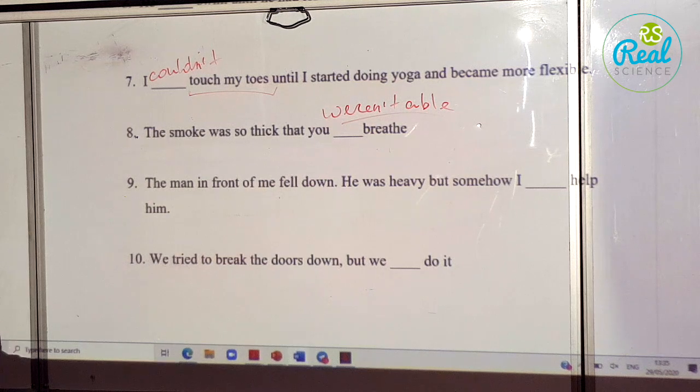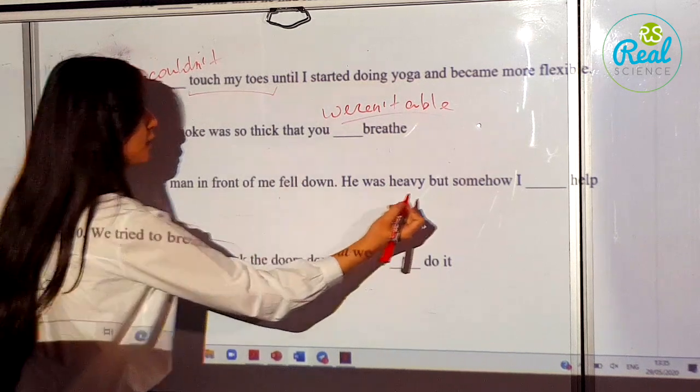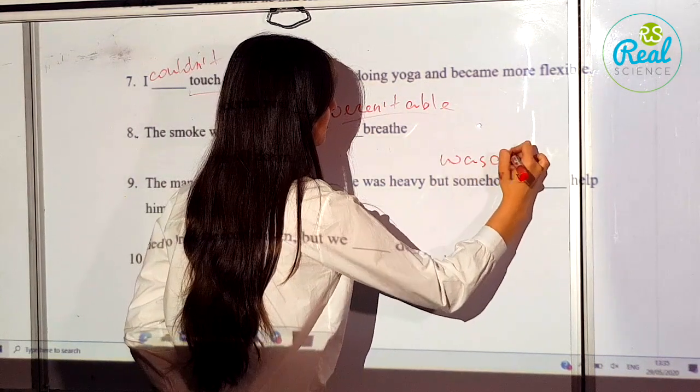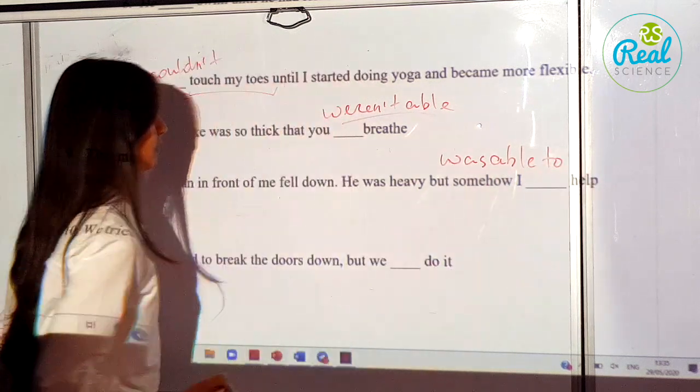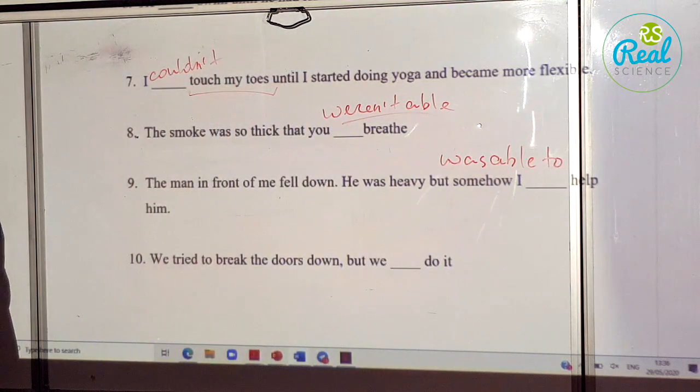Ninth. Okay, we have Anastasia here. Anastasia, can you read ninth? "The man in front of me fell down. He was heavy, but somehow I was able to help him." Very good. I was able to. Okay, nice.